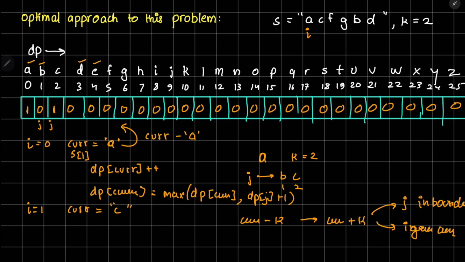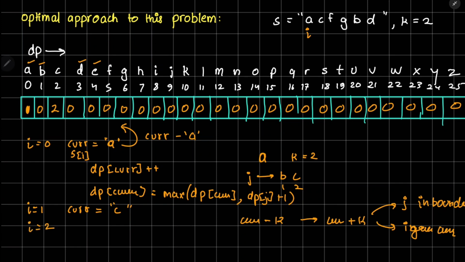Now we'll go 2 neighbors before it, so dp of J, so now that is 1 plus 1 for this, 1 plus 1 for J equals to A, 1 plus 1 will give us 2, so that is greater than 1, so it will update to 2. Now rest are 0, so they won't change this 2. Now we'll move to next iteration.